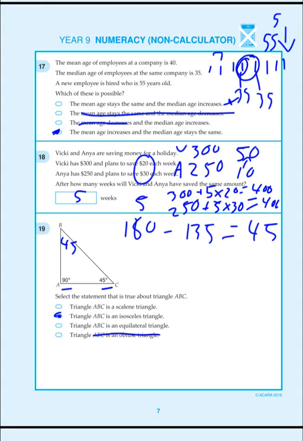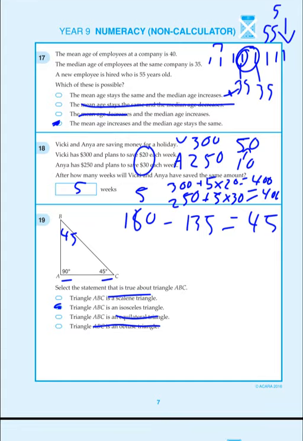It's not scalene because not all 3 sides are different. It's not equilateral because for it to be equilateral, all the angles would have to be the same. They'd all be 60 because it's 180 divided by 3 equal sides. So it has to be isosceles. 2 of 45, 1 of 90.